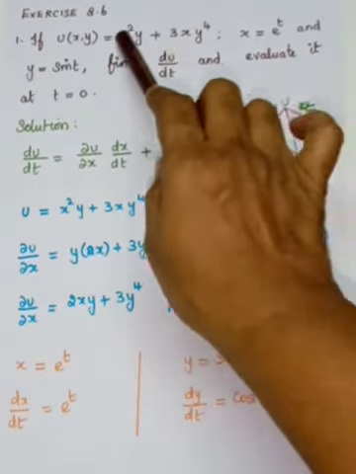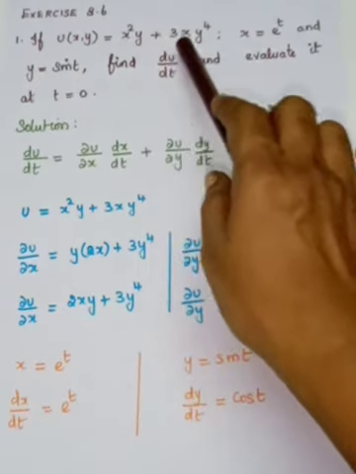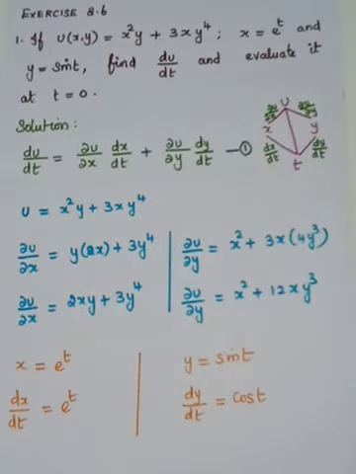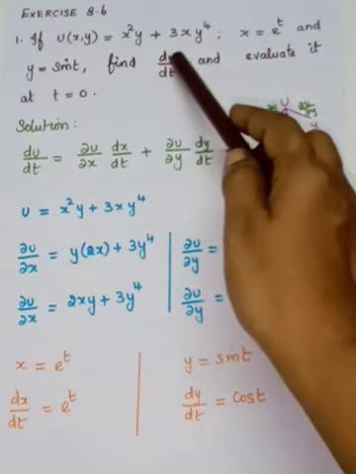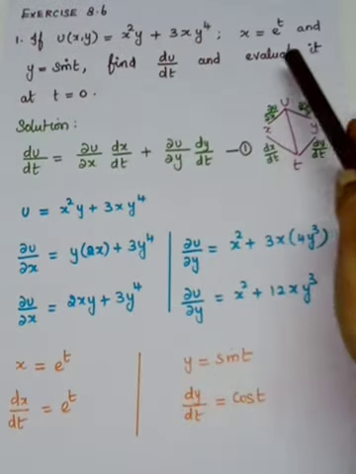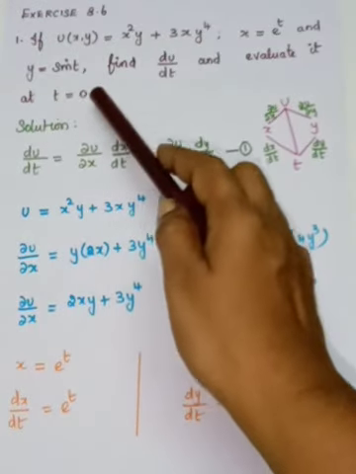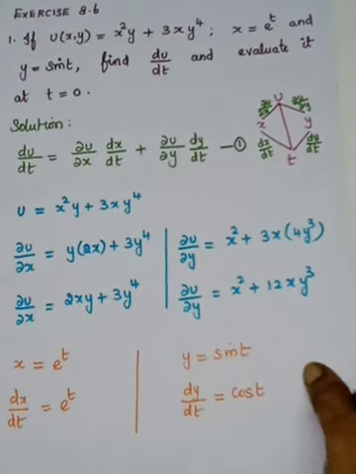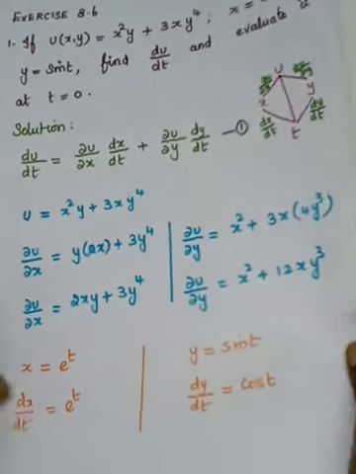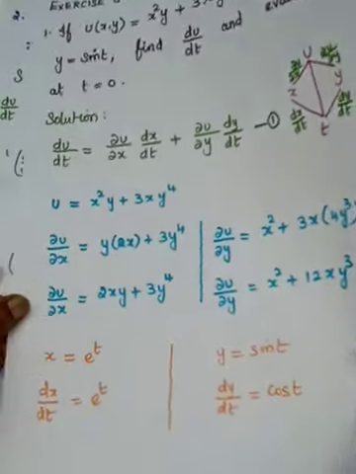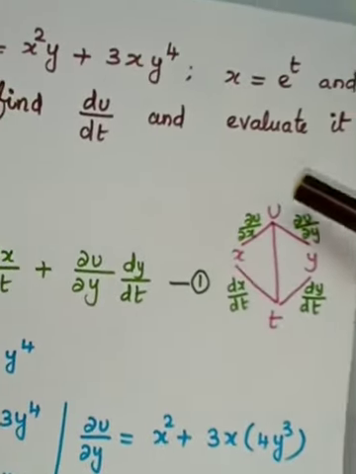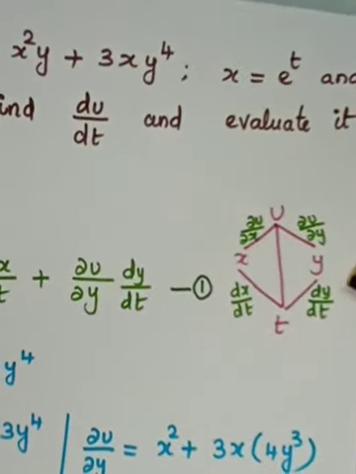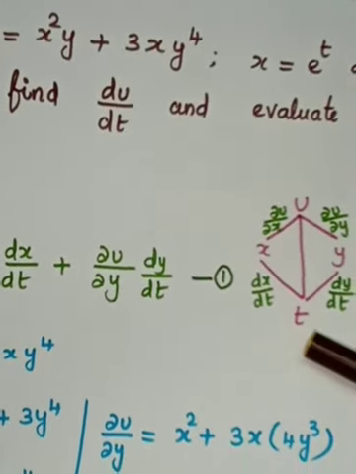Explicitly, in the u function t is not there, but x and y are involved. x and y are functions of t. So you have to find du by dt and evaluate it at t equal to 0. So first go for the diagram. You see the diagram, here I have drawn u. See that u is a function of x and y. x and y are functions of t.